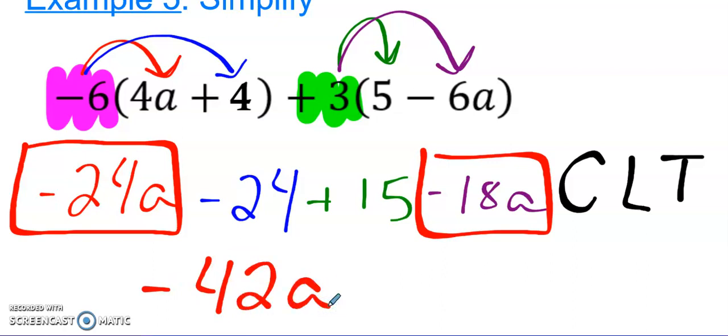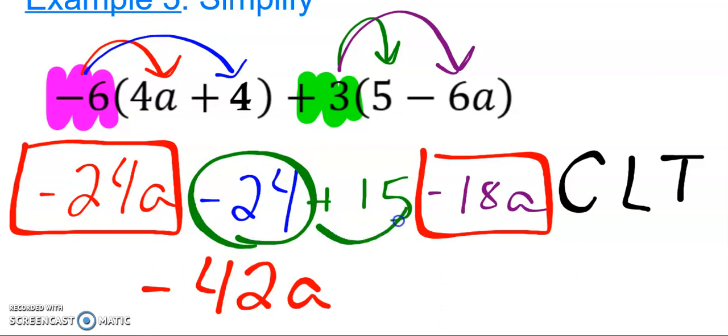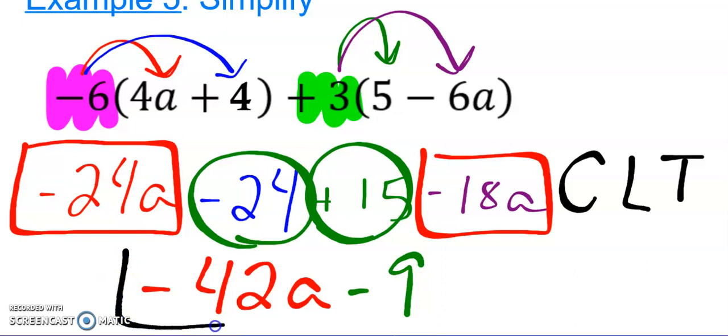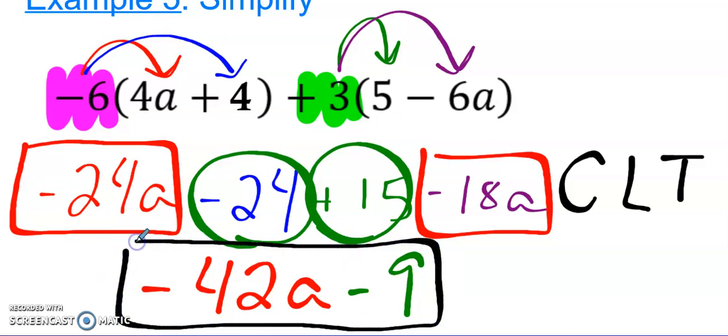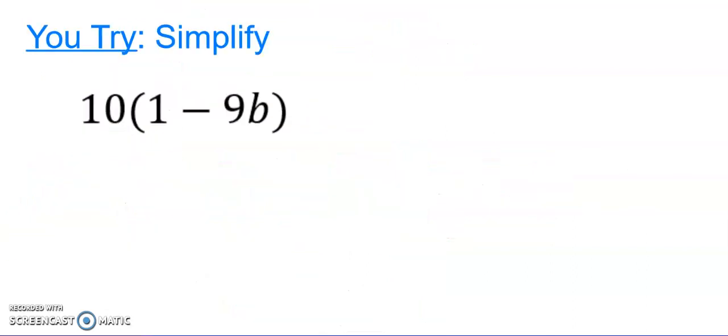And then I'm going to have my whole numbers or like terms. So negative 24 plus 15. I'm going to circle those. So negative 24 plus 15 is negative 9. So here my final answer is negative 42a minus 9. I had to distribute, then combine like terms. All right, now it's time for you to try a problem. So go ahead and pause the video, write this problem down, work it out, and I will see you in class tomorrow.